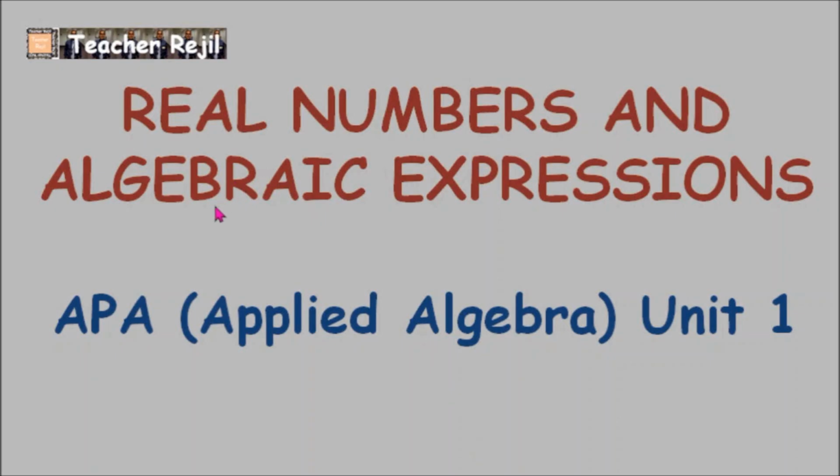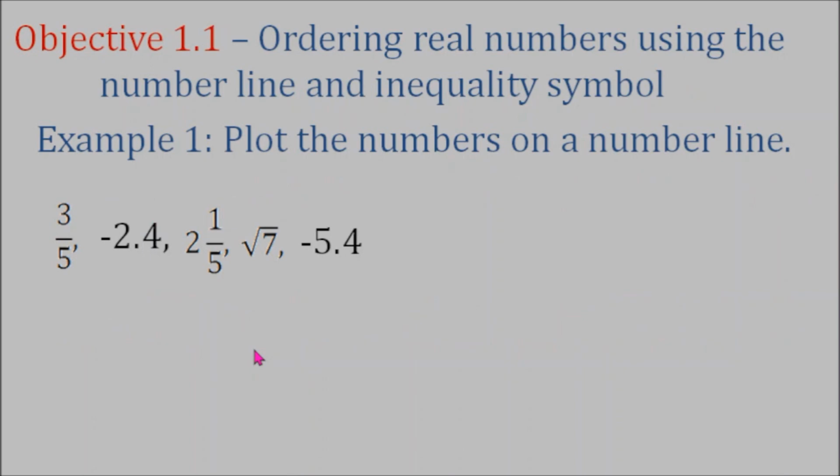Real numbers and algebraic expressions. This is Unit 1 of the APA course, or Applied Algebra. There are 5 objectives in this unit, and we are going to discuss each objective. Objective number 1: ordering real numbers using the number line and inequality symbol.